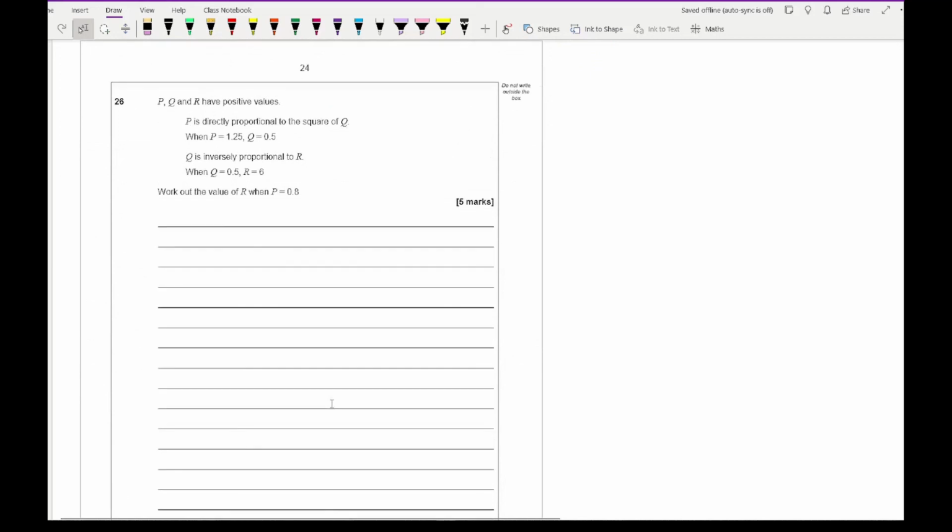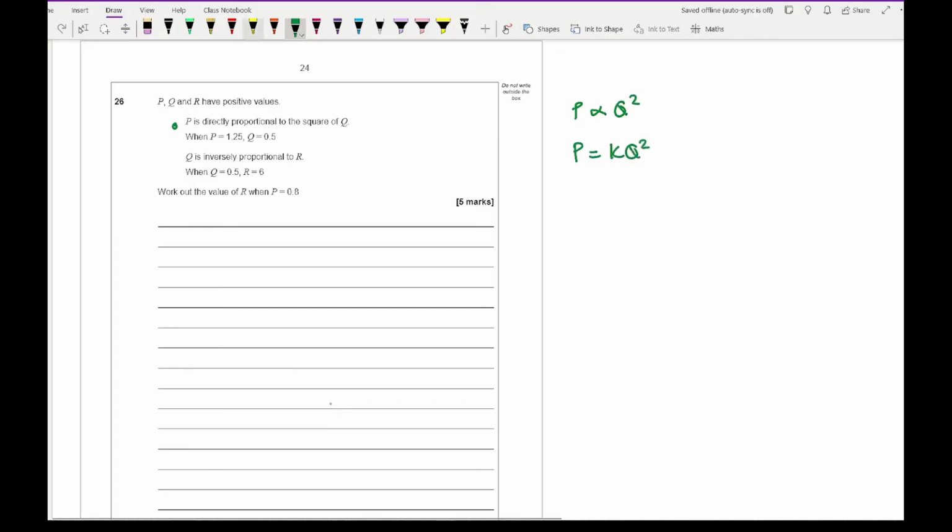Now moving on to question 26, which looks at indirect and direct proportion. So we've got P, Q and R, and we've been given the information, and what I need to do is find the value of R when I know what P is. Now first things first, what we need to do is work with this. So here we know that P is directly proportional to the square of Q, so that's going to be Q squared. So going through this, what I'm trying to do is find the formula. So P is going to be equal to KQ squared.